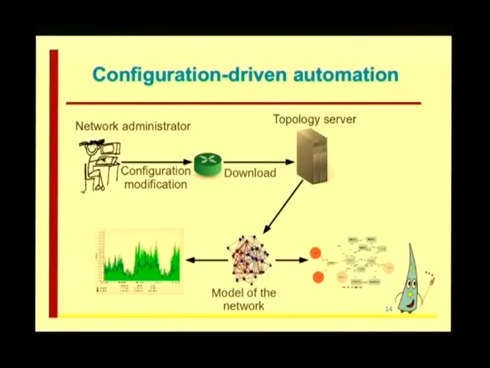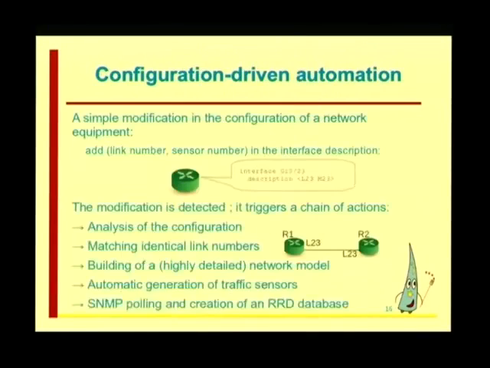So I want to speak about a particular, interesting aspect, I think, about the topology module. It's a configuration-driven automation. This is a model we have. The network administrator connects to the network equipment and modifies the configuration. The modification is detected and downloaded by the topology server. A model of the network is built, integrating this modification. And from this model, we derive the traffic sensors and the SNMP polling to do. And we derive the network maps.